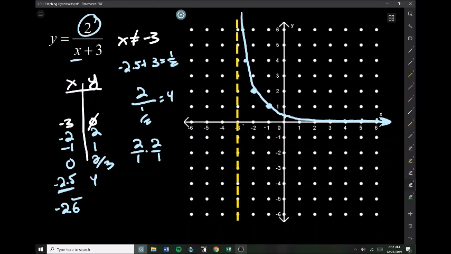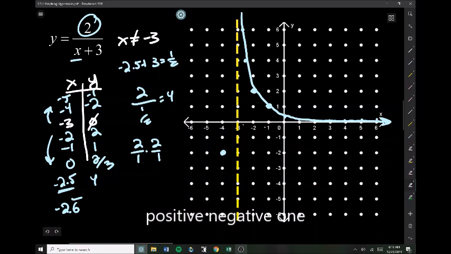Okay, I just plugged in numbers greater than negative 3. Let's get less than negative 3, like negative 4. If I plug in negative 4 plus 3 is negative 1. 2 divided by negative 1 is negative 2. That's right, negative 2. It's my favorite number, negative 2. If I plug in negative 5, I'm going to get negative 1.